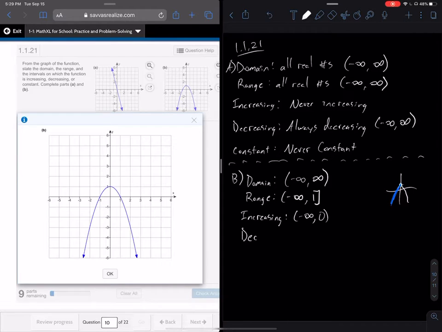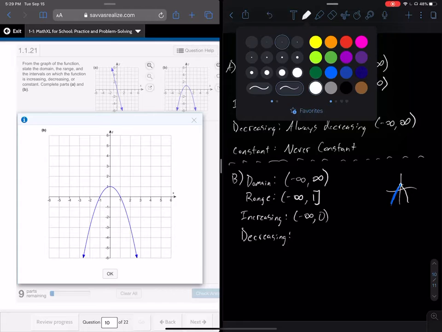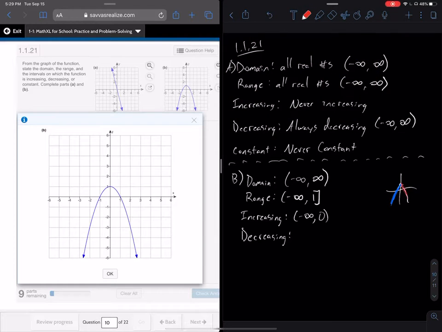Now, what about decreasing? Well, when we get to that point of x being 0 and y being 1, my graph changes direction and it starts to decrease. So the graph is going to go down at this point. That happens at 0, and then it goes forever. It's going to keep going down to the right. So 0 to infinity.